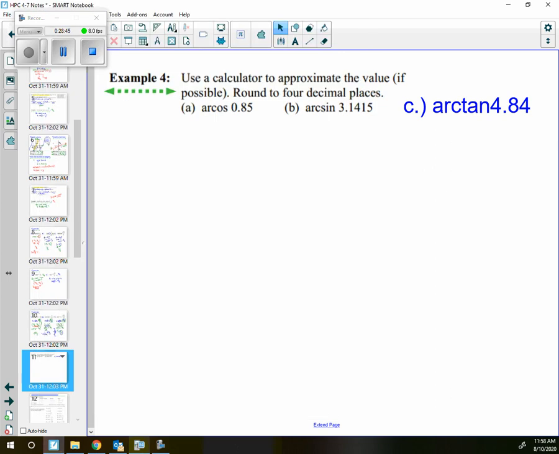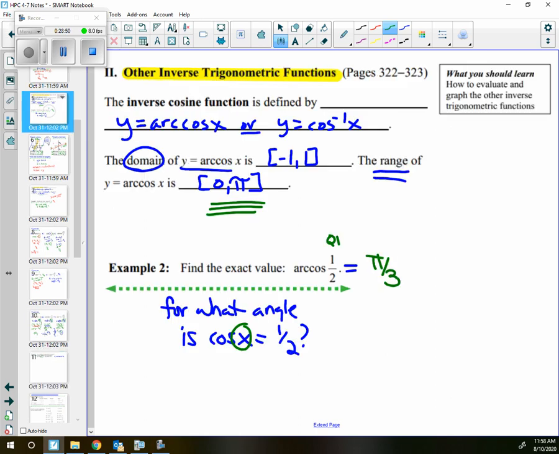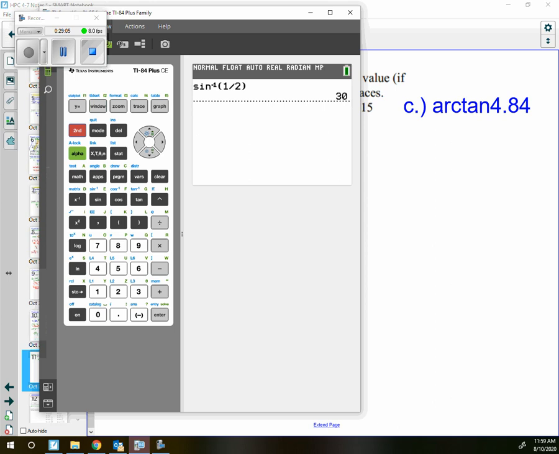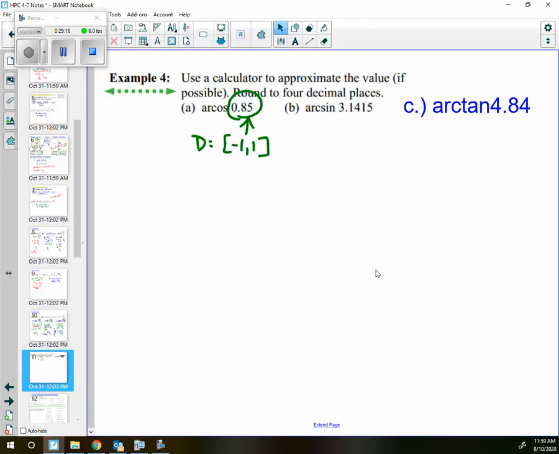So arc cosine of 0.85. First of all, let's double check. Is that in the domain of inverse cosine? I'm going to go back to inverse cosine. Its domain is -1 to 1. So is this a legitimate number to type in? Is that in the domain of -1 to 1? Yes, so it's totally fine. That's something that we should be able to do. So on your calculator, inverse cosine of 0.85, and we end up with 0.5548, with four places. So it's a little bit bigger than a half.